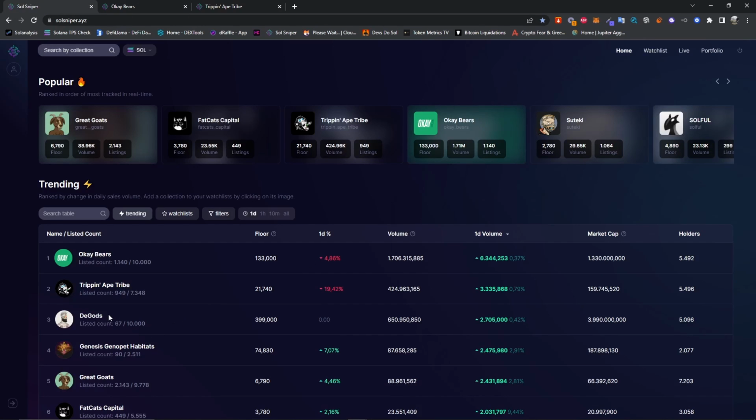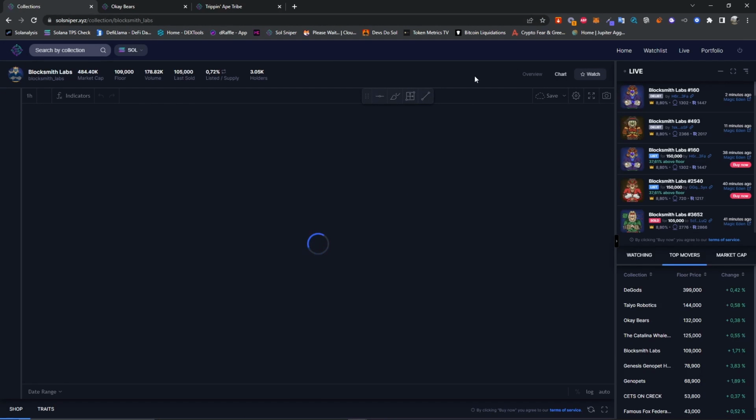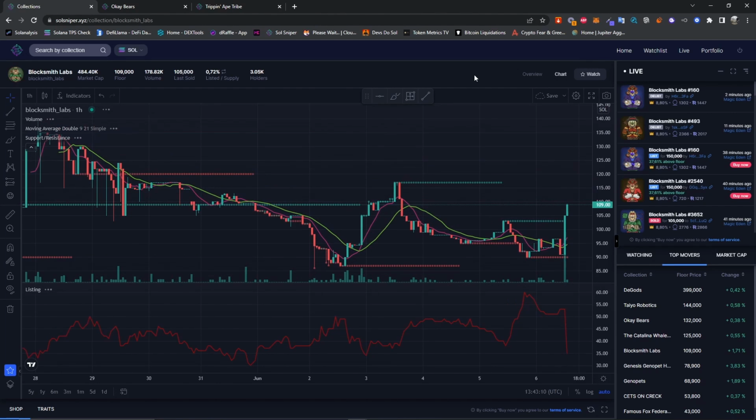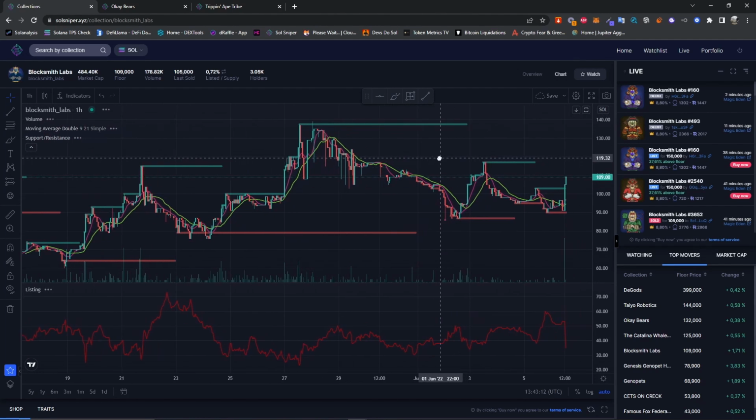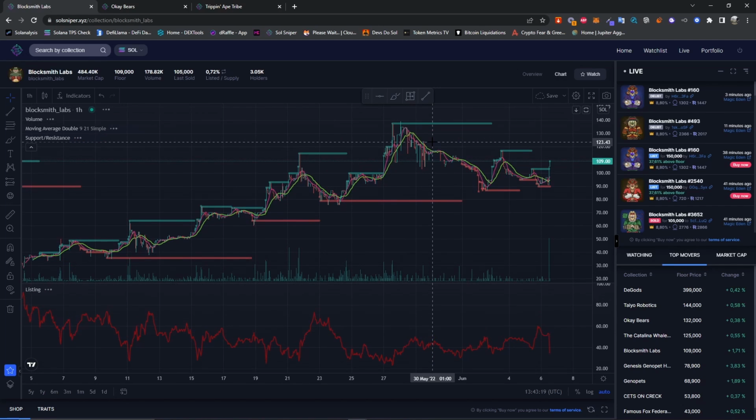Here, another good one, I would like to say, is Blocksmith. We all know Mercury, I think. I hope I said it correctly. Mercury is like everything for whitelist.